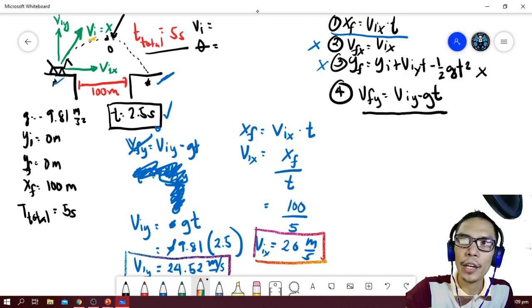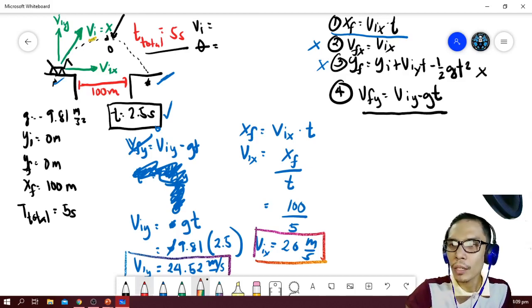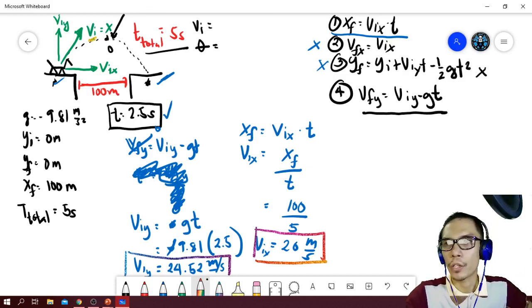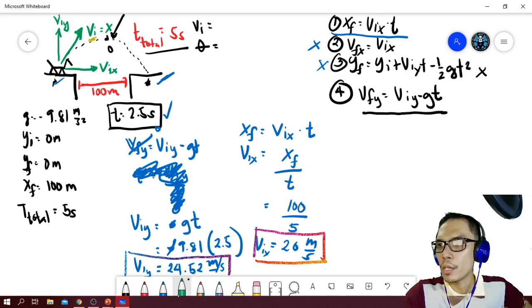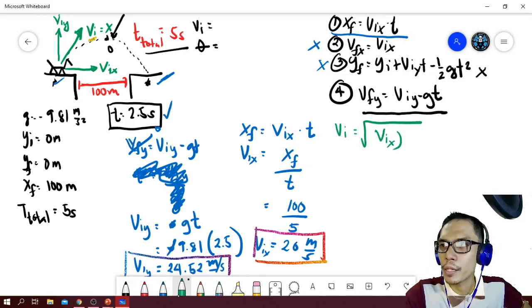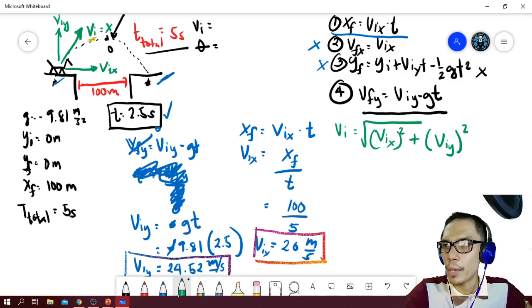Now, we are ready to compute for the v sub i. How to compute for the v sub i? Remember the Pythagorean theorem? To compute for the v sub i, we need to use this one. v sub i is equal to the square root of v sub ix squared plus v sub iy squared. So, there you have it.